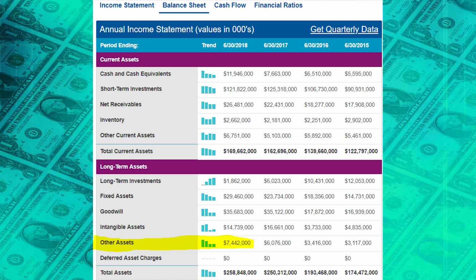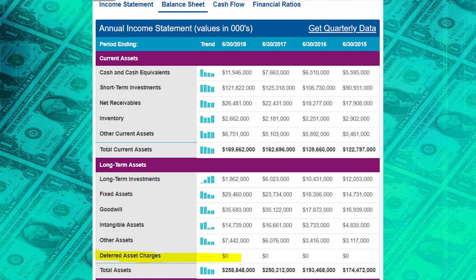And then finally, we have deferred asset charges, and this is at $0 for all 4 years. Honestly, I almost never see anything listed here, so I don't pay too much attention to it. But from my understanding, it can be things like prepaid expenses, where maybe they paid for a service but didn't receive the service yet, so they count it as an asset because they should be receiving it in the future. But again, I don't pay too much attention to it if I'm being honest.